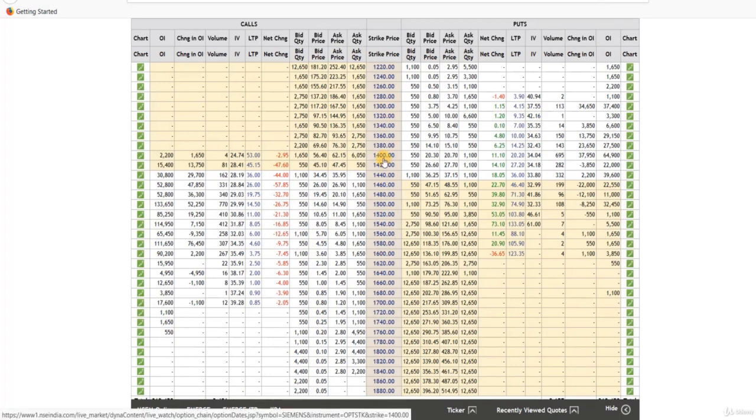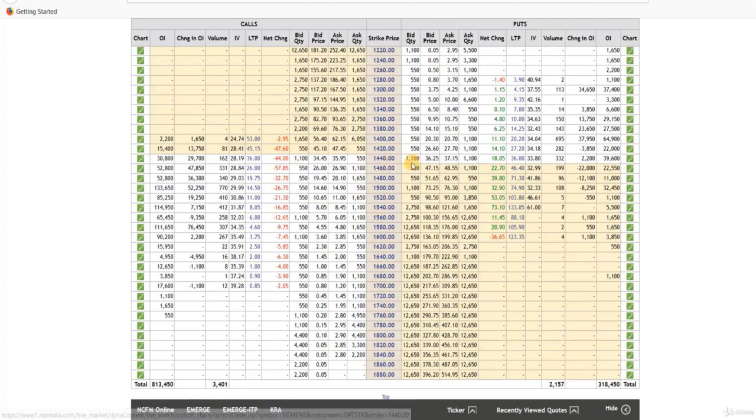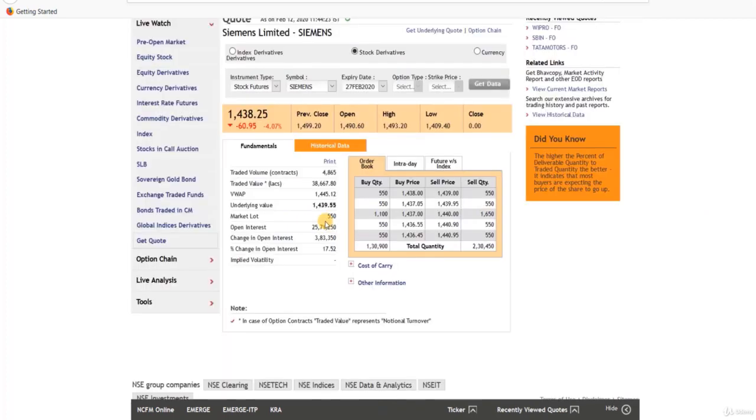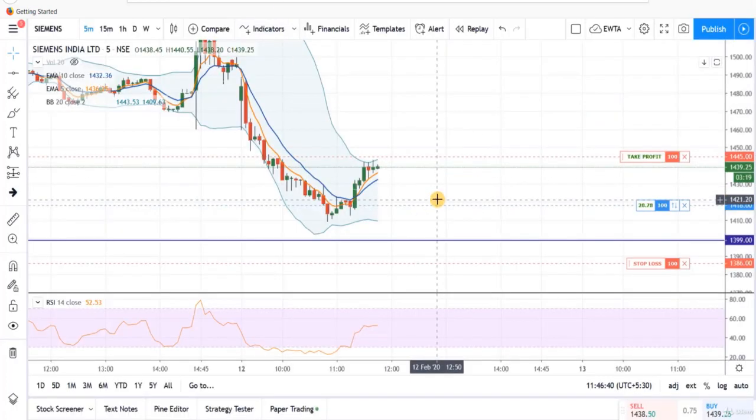So in this trade, we have sold the put option of 1400 strike at 28 rupees. And now we will buy the put option. So we will see the ask price of 1400 strike, and the current price of this put option is 20.70. So this was a very good profit in this stock. The lot size for Siemens is 550. So the profit from options chain is 8 rupees, and if we multiply with this quantity, it is approximately 4000 rupees profit in this stock within 1 hour.